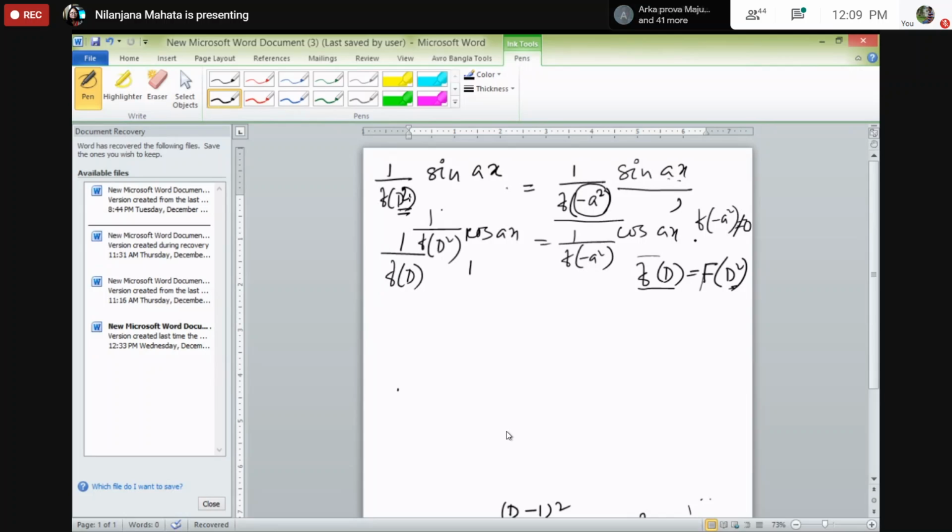Because if you differentiate twice, then the constant term minus a square will come. So that's why this formula is derived. Now we will see how we use this formula.